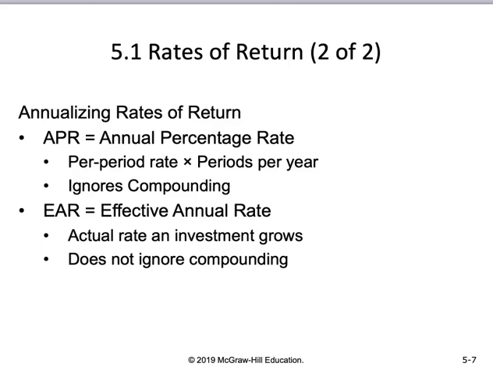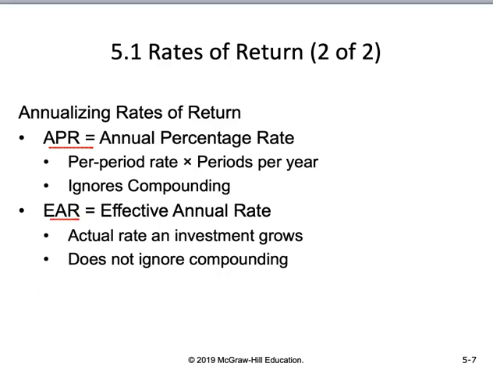Welcome back to the second video on Chapter 5. Before we get into the next section, I wanted to remind you where we left off in the last video. We were talking about annualizing rates of returns. And you'll want to remember that there are two primary ways: APR, or annual percentage rate, and effective annual rate.